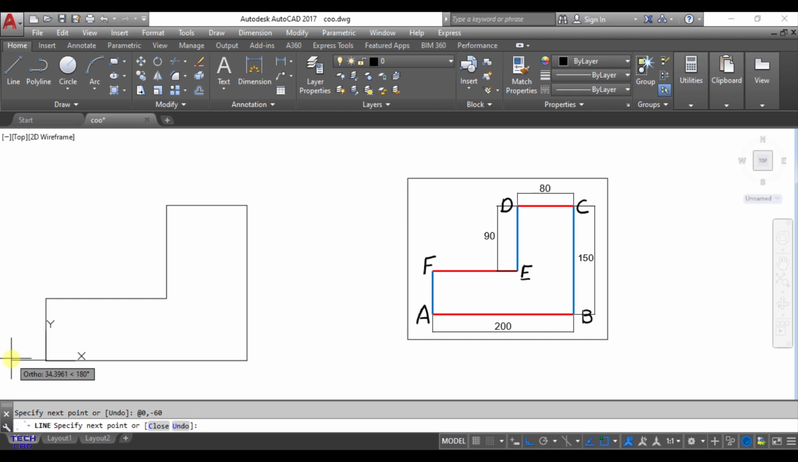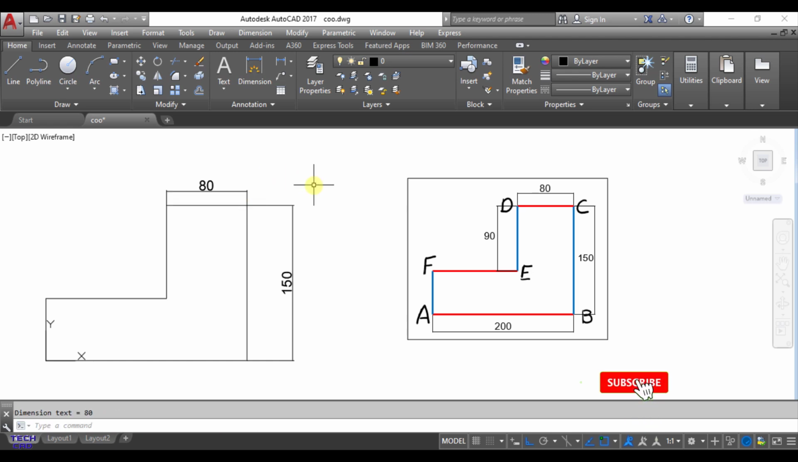It is very easy to make figures with the help of the relative coordinate system. You can check the dimensions with the help of the dimension command. See this, this is 150. Again, take a dimension, and this is 80. In the same way, all dimensions are the same as per the right side figure.